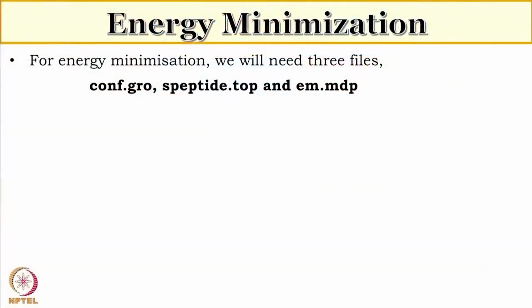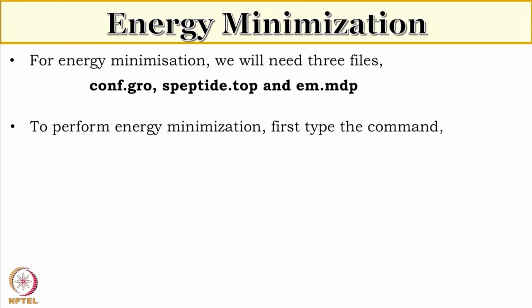So now that we have the protein and the solvated protein, we have the topology file, and so now we will proceed towards the energy minimization of the overall system. For energy minimization, we will need 3 files: the GRO file, the TOP file, and the energy minimization molecular dynamics parameter file, that is the em.mdp file.